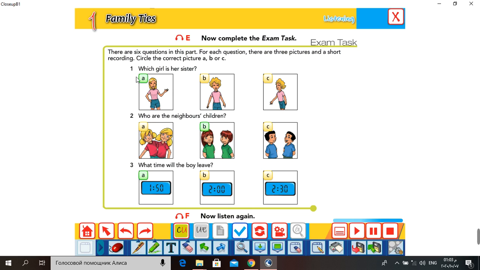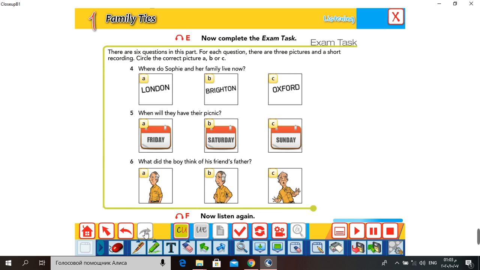It's A in question 1, and here it's a boy and a girl. And what time should they leave? They should be leaving at 1:50. I hope you got it all right. Now complete the exam task. There are 6 questions in this part. For each question, there are pictures and a short recording. Circle the correct picture, A, B, or C.